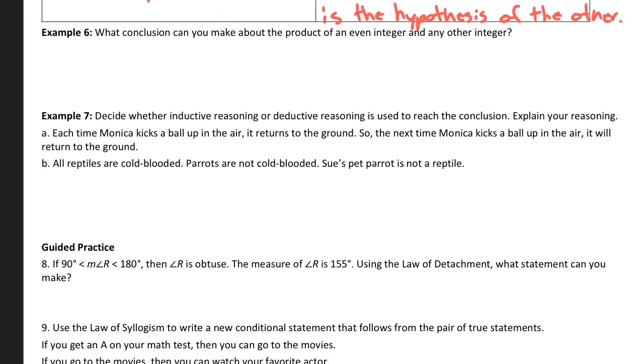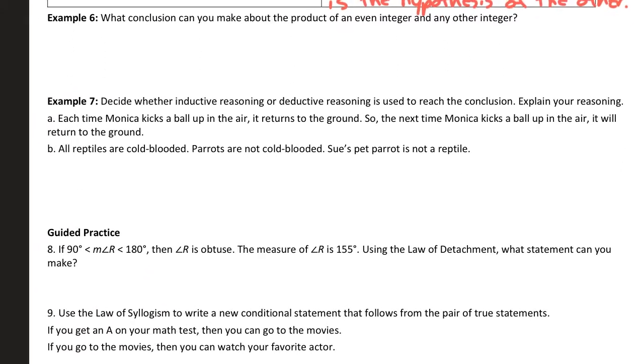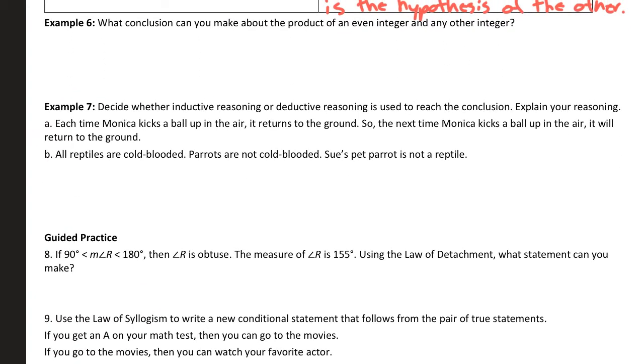So in example 6, it asks, what conclusion can you make about the product of an even integer and any other integer? So in this case, we are going to have to use kind of inductive and deductive reasoning at the same time. And if we think about it, when I multiply something by an even number, it should make sense that that result is going to be even. Okay?